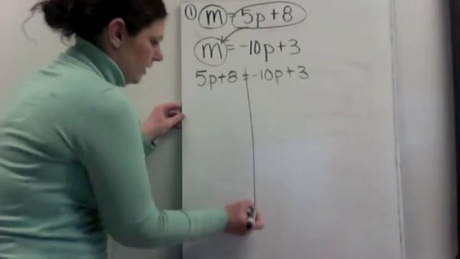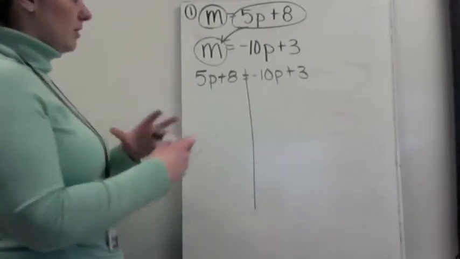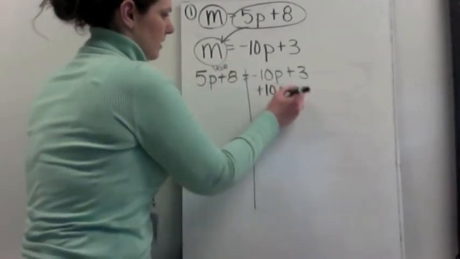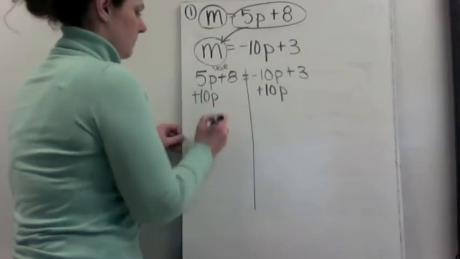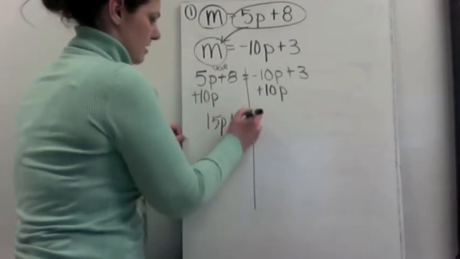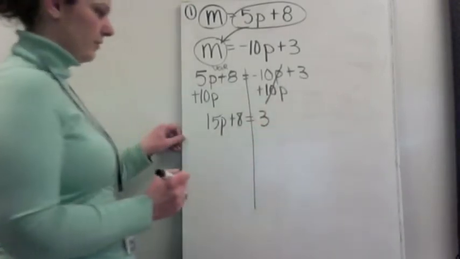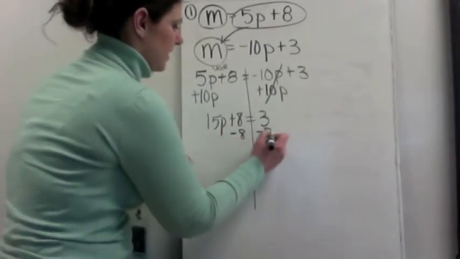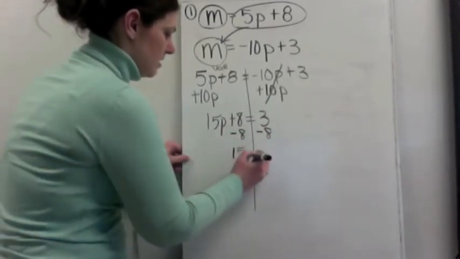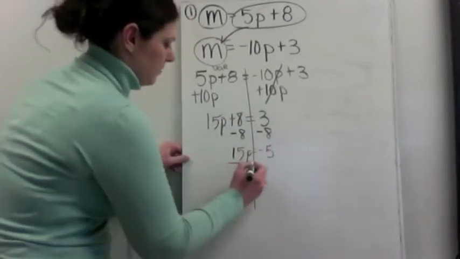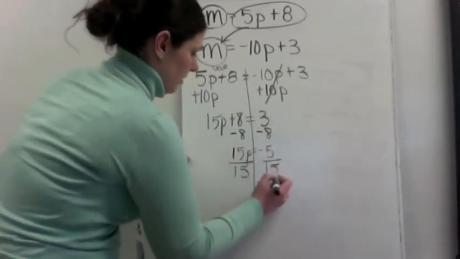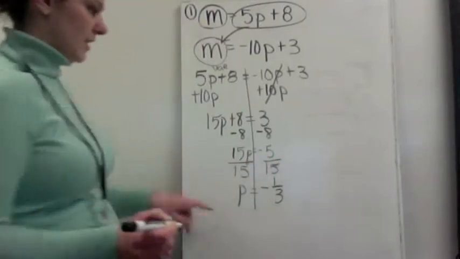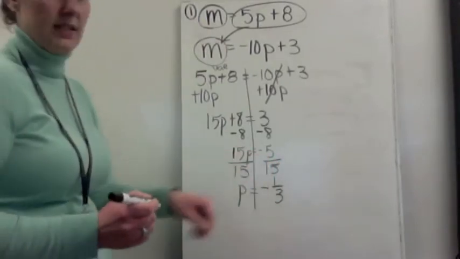From there, we're solving our equation, getting our variables on one side, our numbers on the other. I'm going to move all my variables to this first side, so I'm going to add my 10p to this side to get 15p plus 8 equals positive 3. My numbers have to go to the opposite side of my variable. Since I was adding 8, I'm going to subtract 8, so 15p equals negative 5. To get p by itself, I'm dividing by 15. P equals negative 1/3. We're reducing that fraction, negative 5 over 15 is negative 1/3.